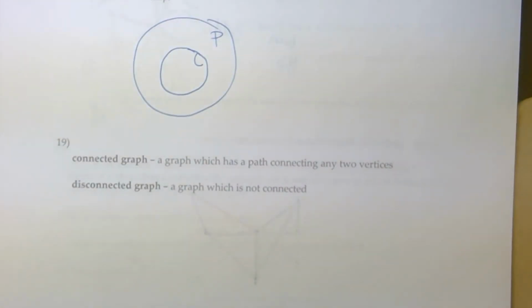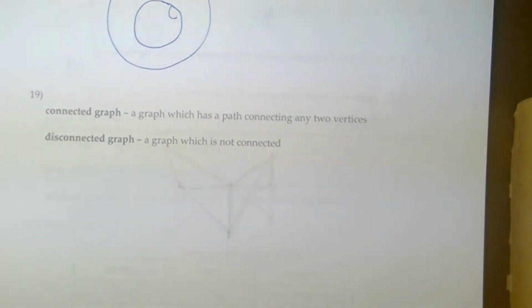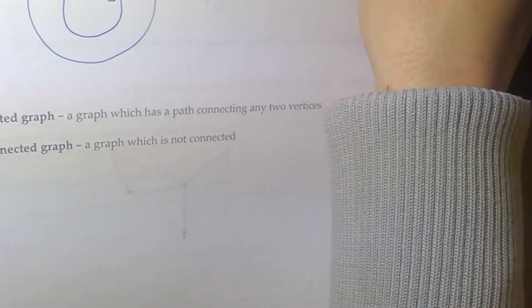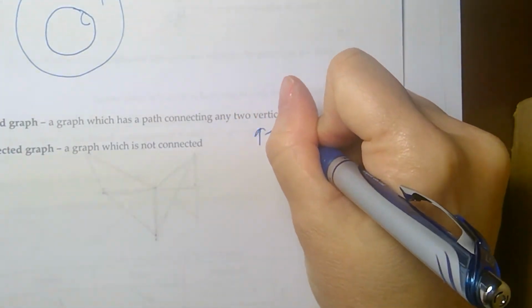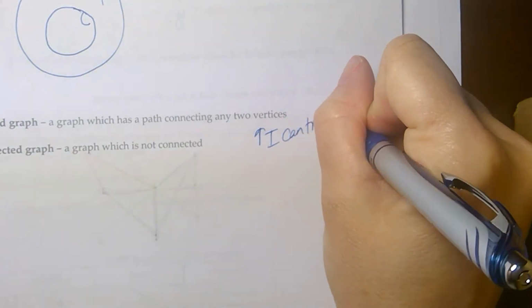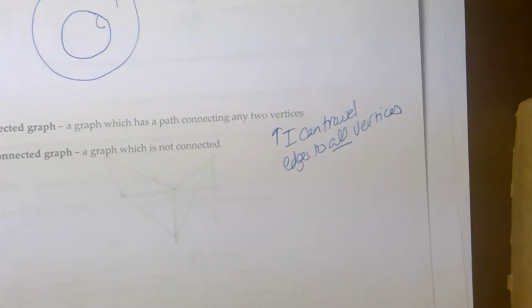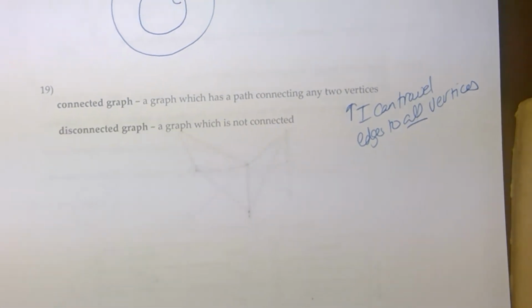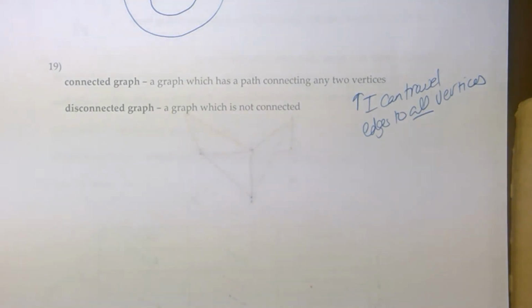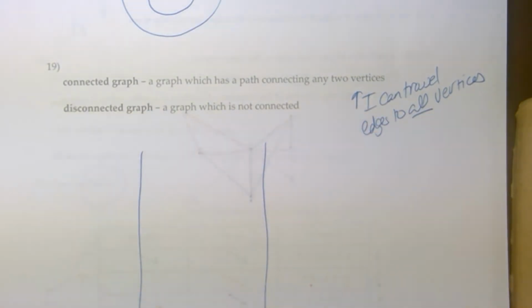Let's look at 19. We have a couple more definitions about connected versus disconnected graphs. A connected graph is a graph that has a path connecting any two vertices. So if I set off, I can travel edges to all the vertices. Nothing is cut off if it's a connected graph. If it's a disconnected graph, there's somewhere I can't get to without picking up my pen and moving to a different pathway. So I'm going to draw some examples of disconnected graphs.